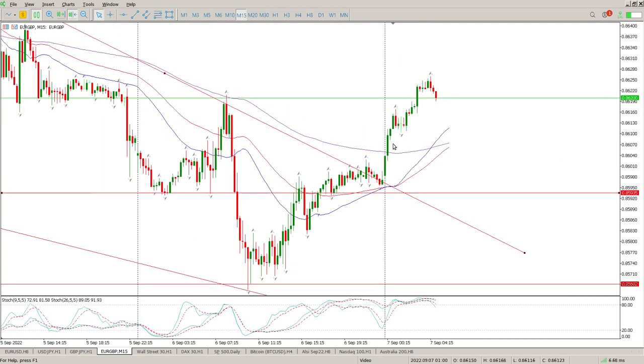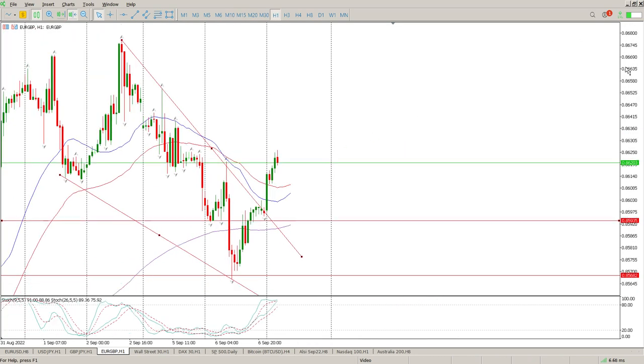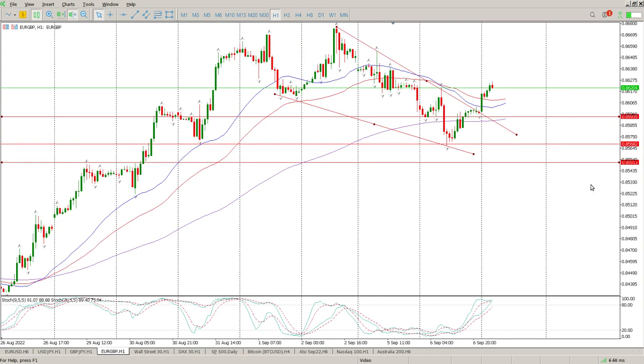Just be careful, because if we start dropping back below this level and then come back and test it, that would be an opportunity for continuation to the downside. Okay, anyway, that's my view for today.